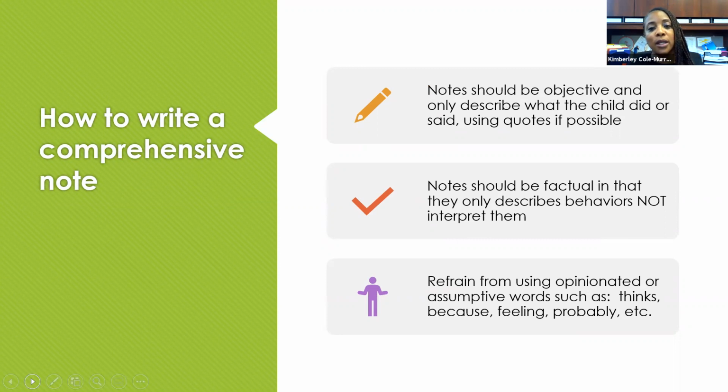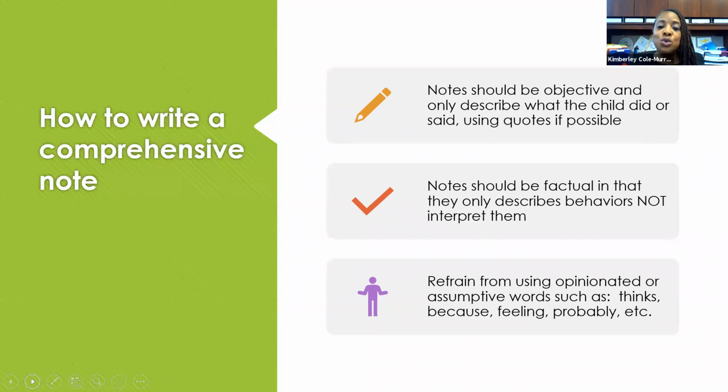I want you to take a look at that last area on this screen, and it says refrain from using opinionated or assumptive language such as thinks, because, feeling, probably, etc. So what I mean by that is when you're writing your anecdotal note, you just want to write what you saw or heard. You do not want to explain anything.